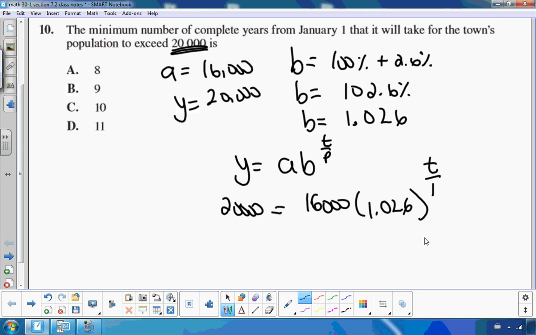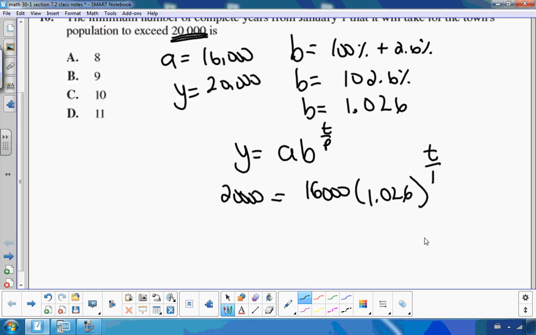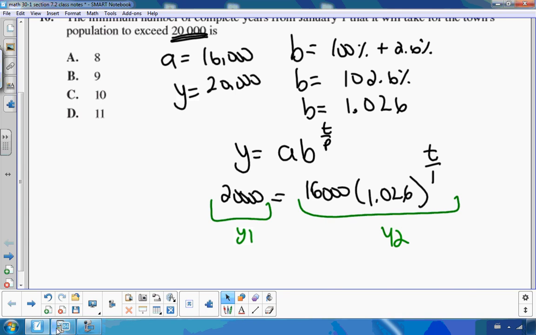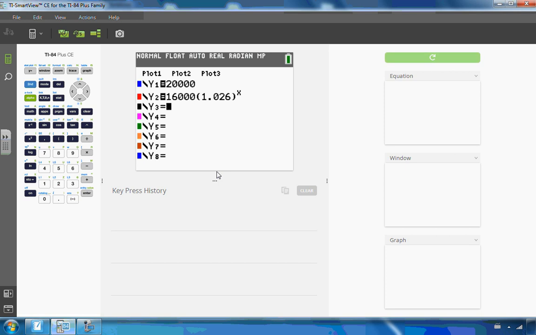So for this question here, I am going to use method number 1, which is y1, y2 intersect. So I'll put this into y1, this into y2, find out where they intersect. So to go into my calculator here, I have left side in y1, right side in y2, and I just need to adjust my windows.